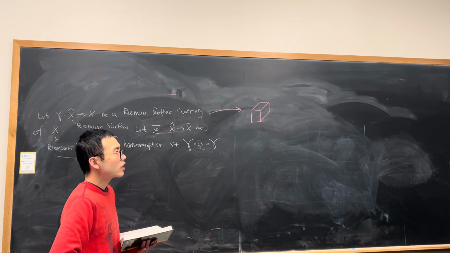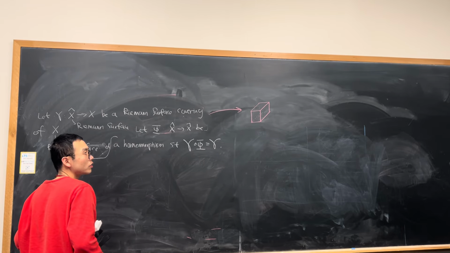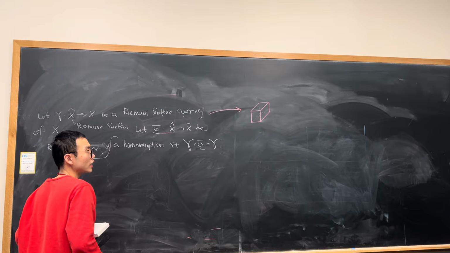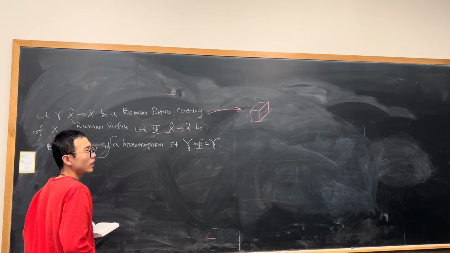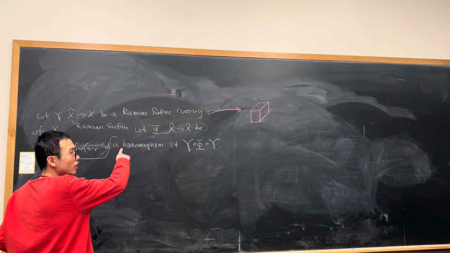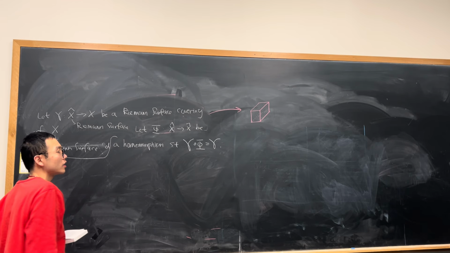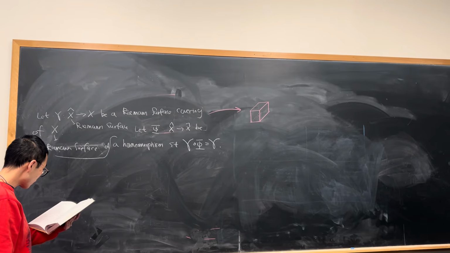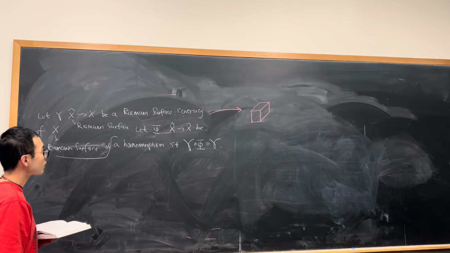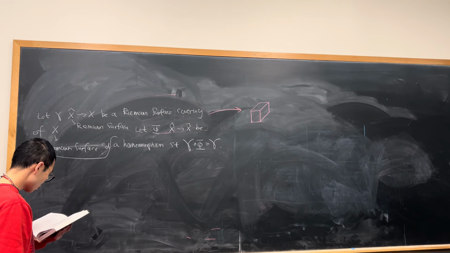Basically our goal is to show that this deck transformation group is actually a subgroup of this automorphism group. So basically for each element of the deck transformation group, it must be a biholomorphism, right? So this is what we're trying to show here. And then, why is it a biholomorphism?